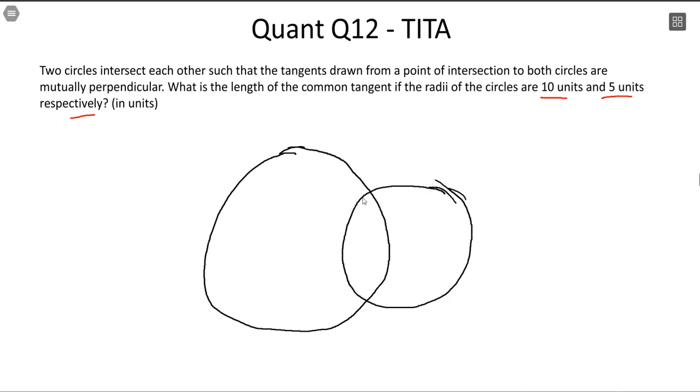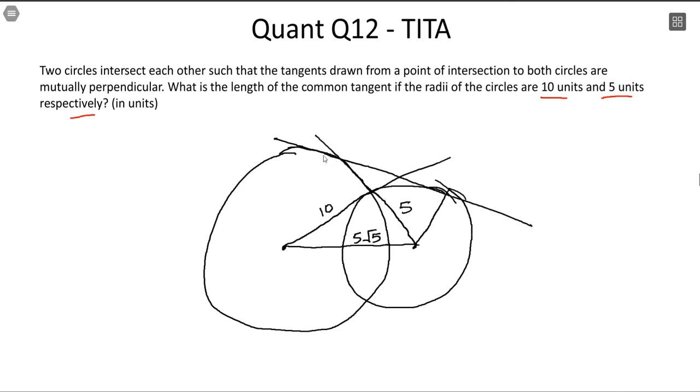Intersect each other. Tangents drawn from the point of intersection to both circles are mutually perpendicular. So tangents drawn from here, if I go here, and from here if I go here. Okay, if this is 5, this is 10, this is 5, this is 10. This will be 5 root 5. Another thing, the common tangent. So something like this. Common tangent will go something like this.